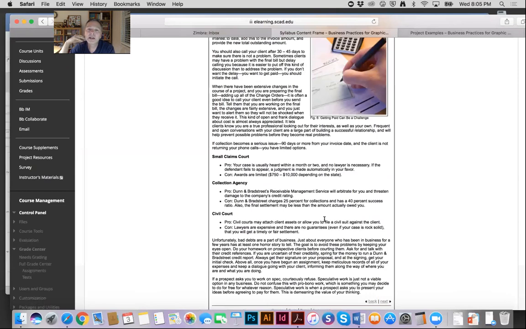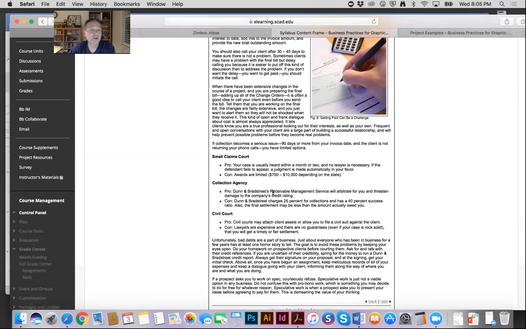If I have to go to court, in most states it's called small claims court, or in Georgia, it's called magistrate court, which is small claims court here. It's for small amounts. If somebody owes you maybe $5,000, you can take them to small claims court. You don't need a lawyer. You just have to come in with your contract.